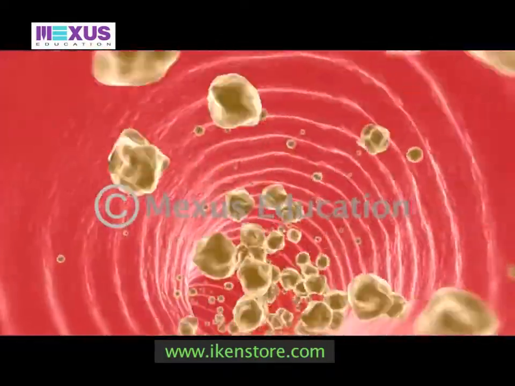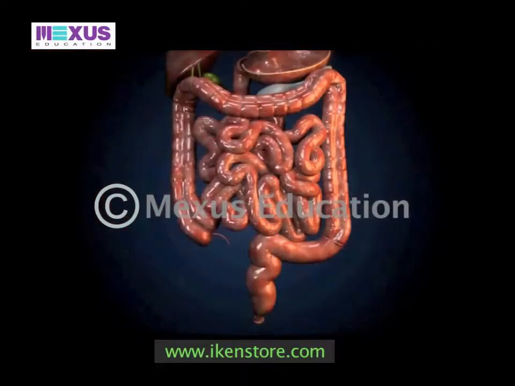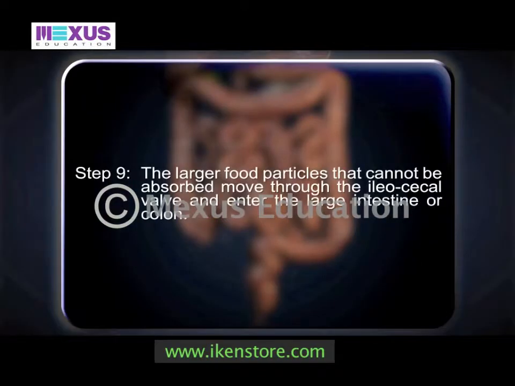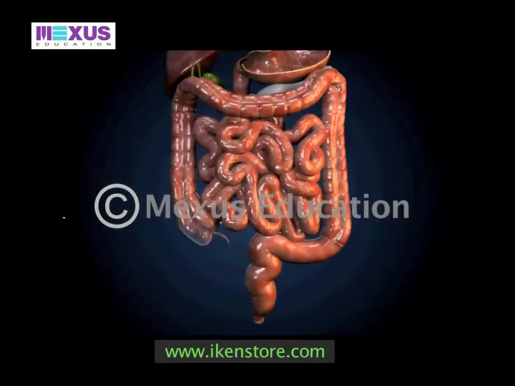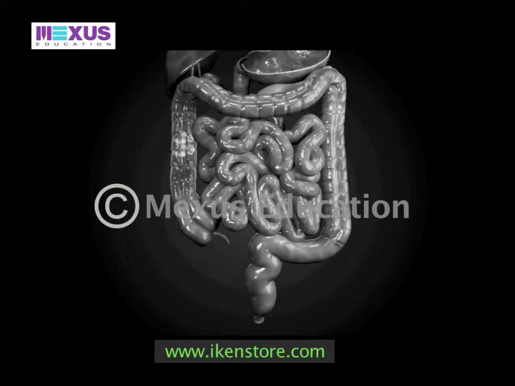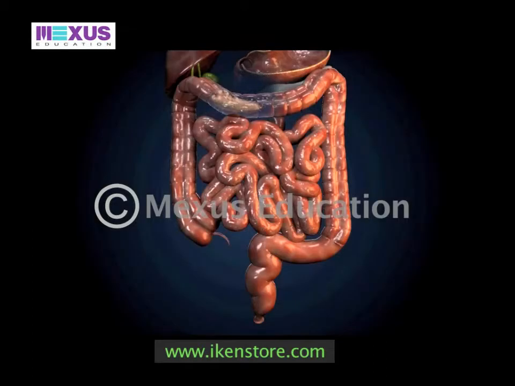The larger food particles that cannot be absorbed move through the ileocecal valve and enter the large intestine or colon. The colon absorbs water, manufactures minerals, and produces mucus. The undigested food gradually solidifies as it moves through the colon. This food is considered waste and is formed into feces.